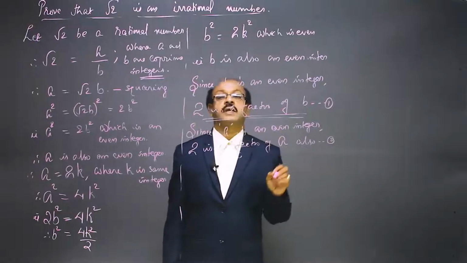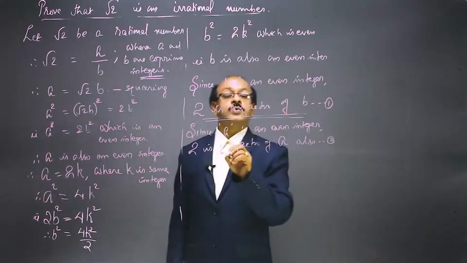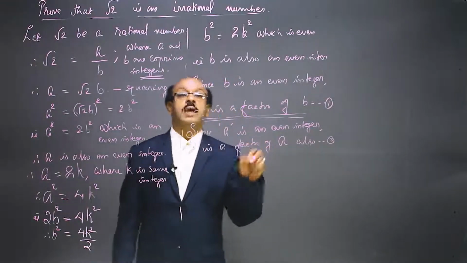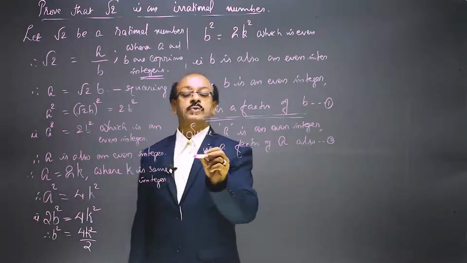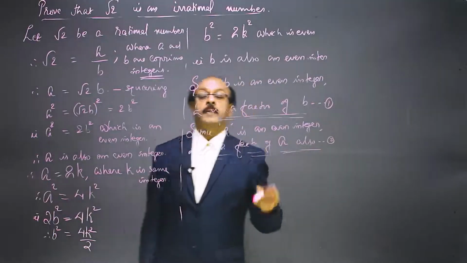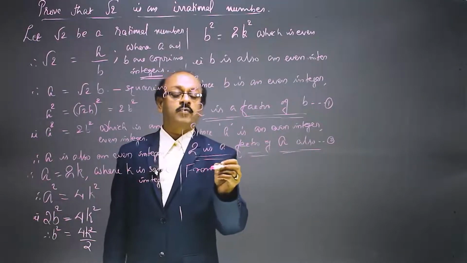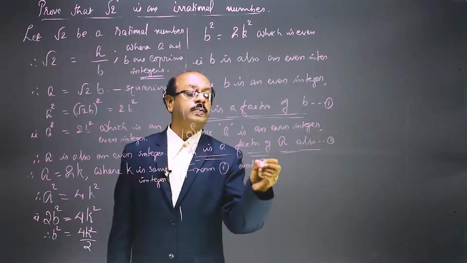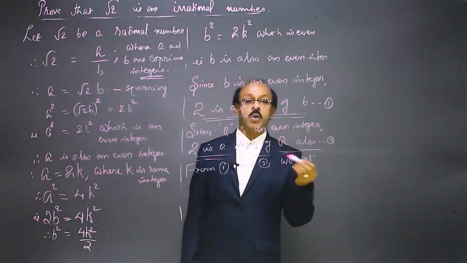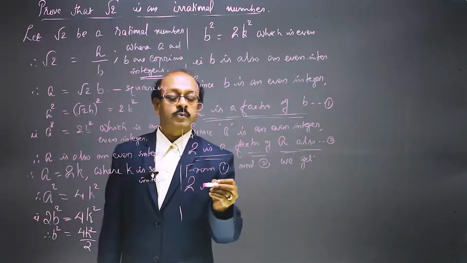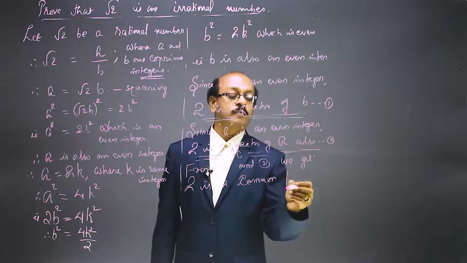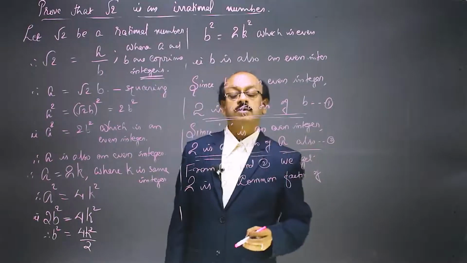From 1 and 2 we are getting 2 is a factor of b and 2 is a factor of a also. That means 2 is a common factor of both a and b from statements 1 and 2. We are getting another fact. What is our assumption? 2 is a common factor of both a and b.